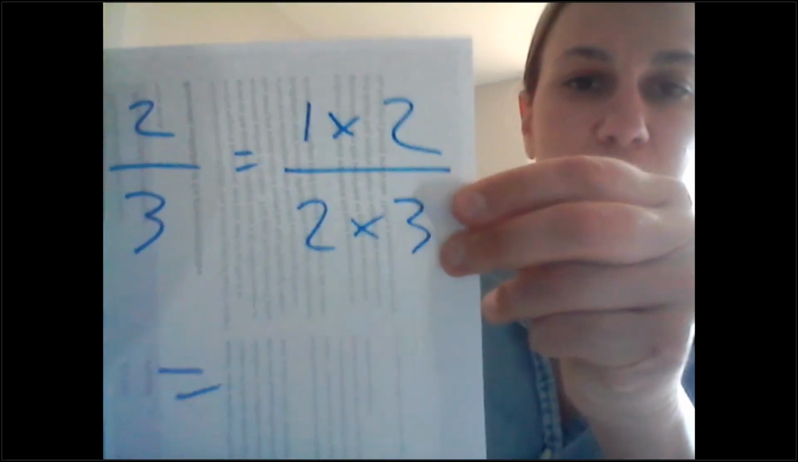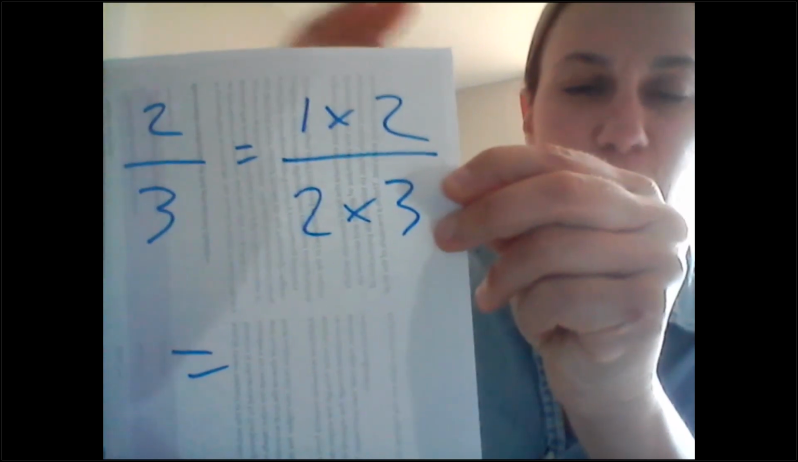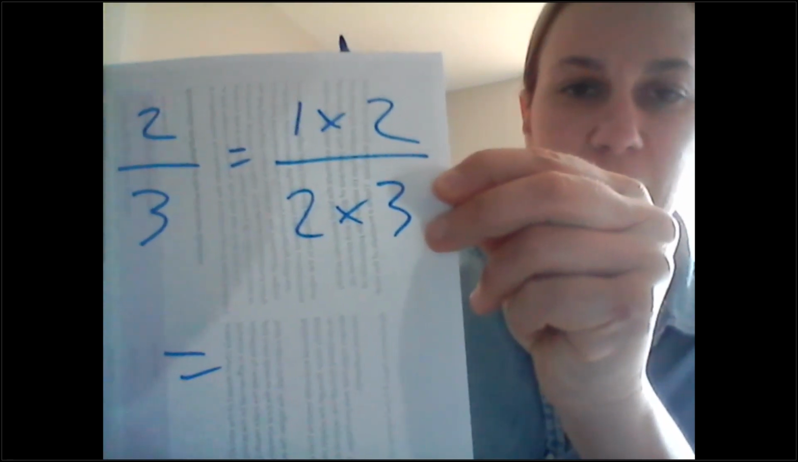1/2, 1 times 2 over 2 times 3. So that's what I want my formula to look like. That's just, again, so I can conceptualize numerator times numerator, denominator times denominator. And when I do that, I end up getting 2/6.